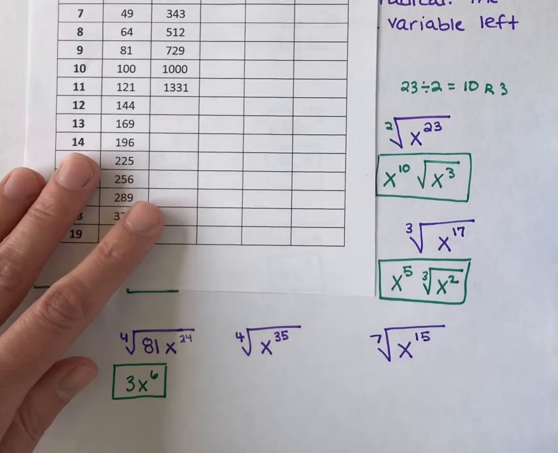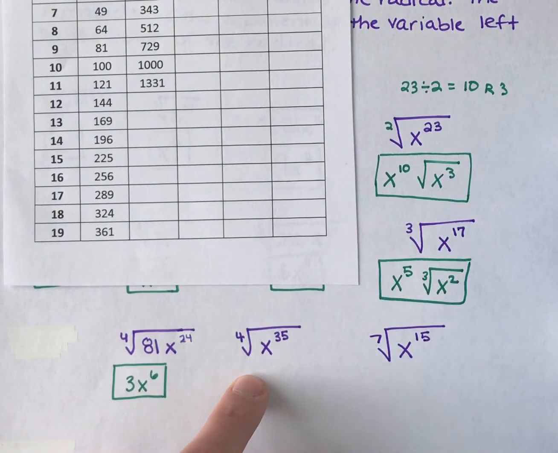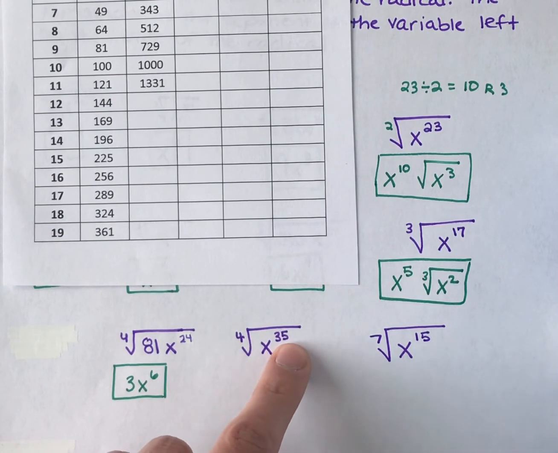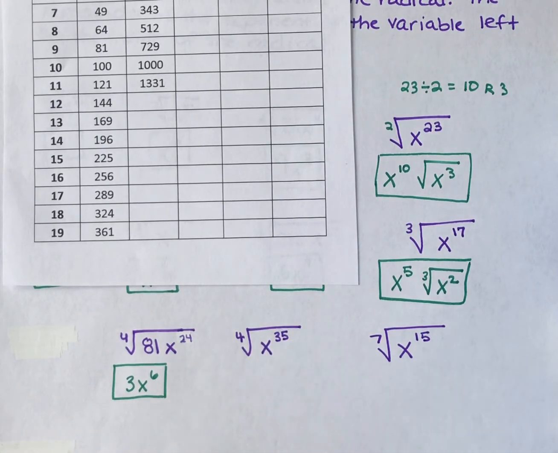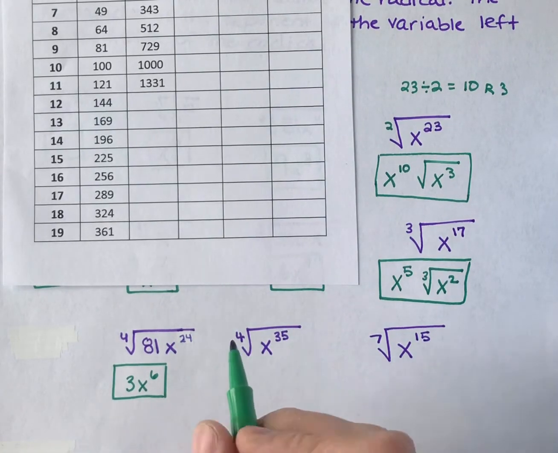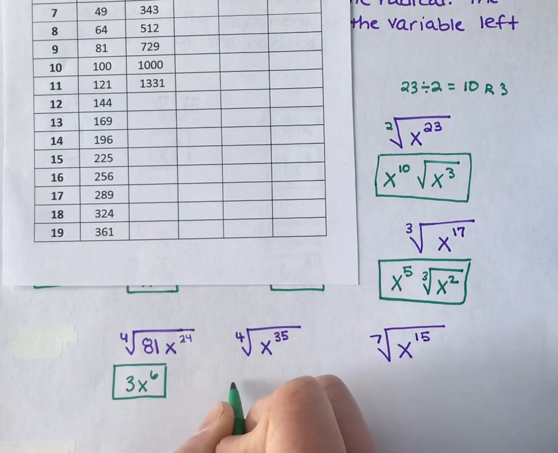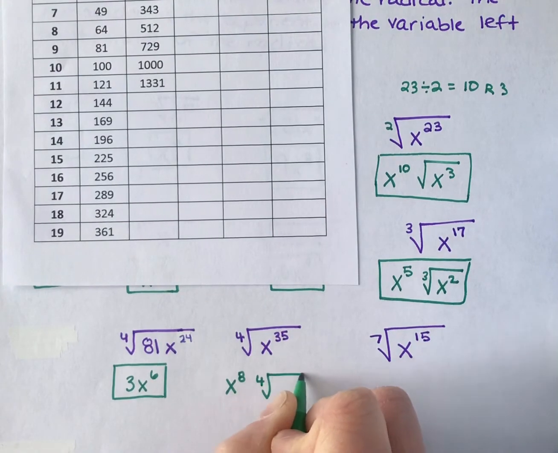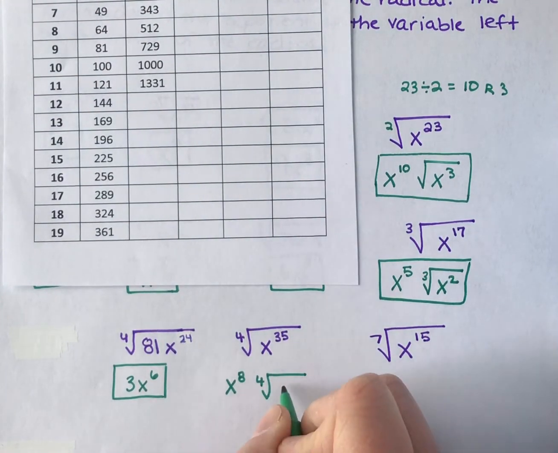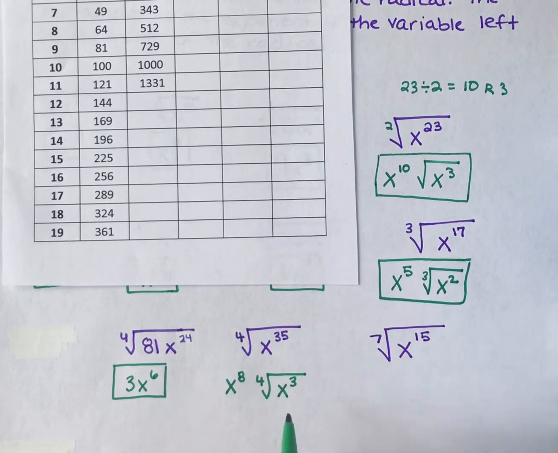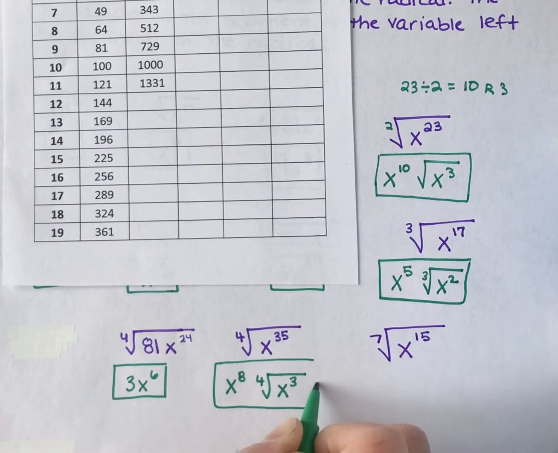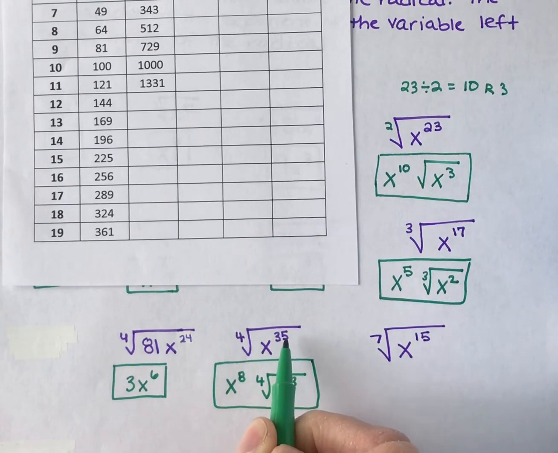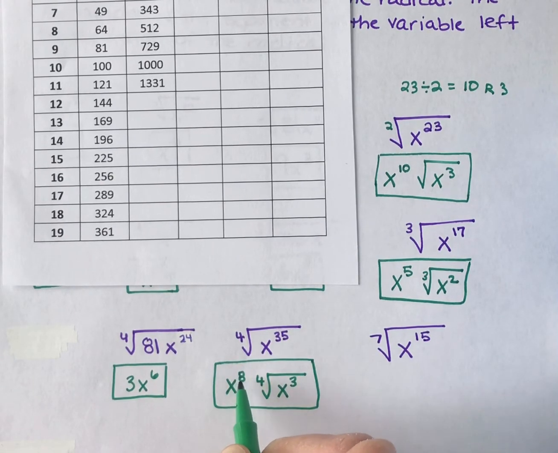Okay. And my last example has to do with a 4th root. I'm taking the 4th root of x to the 35th. Well, 4 does not divide into 35 evenly. But 4 does go into 35 8 times. So I have x to the 8th, with a remainder of 3. So I will have an x to the 3rd left inside. Or how many groups of 4 can you make out of 35? I can make 8 groups, but there's going to be 3 left over, so they're inside.